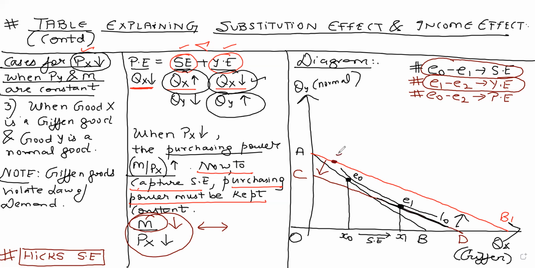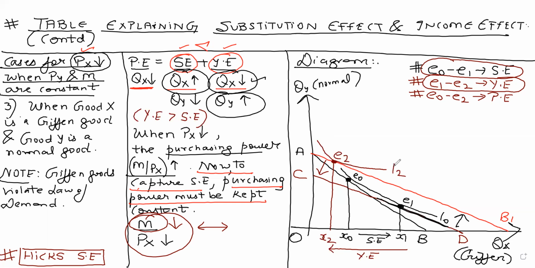E1 to E2, you can see this is my X2, and you can see movement from X1 to X2 is my income effect, and you can clearly see that income effect dominates the substitution effect. For this particular case of Giffen commodities, income effect dominates the substitution effect. That means my indifference curve will come somewhere here. This is I2.